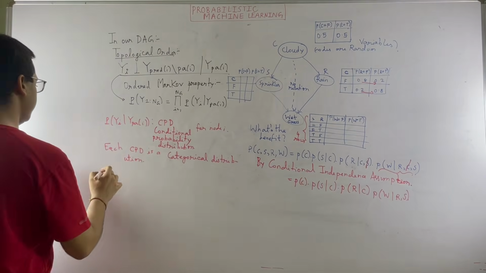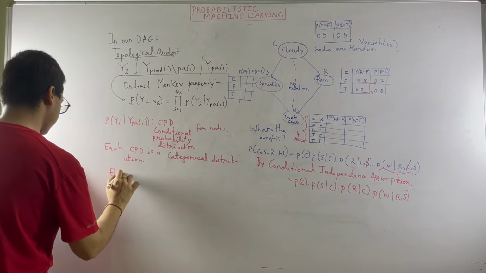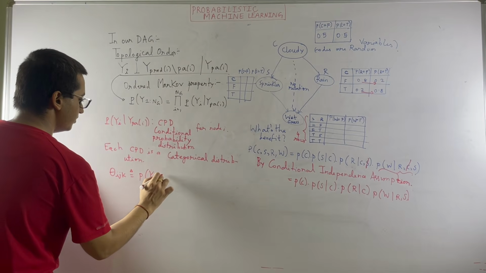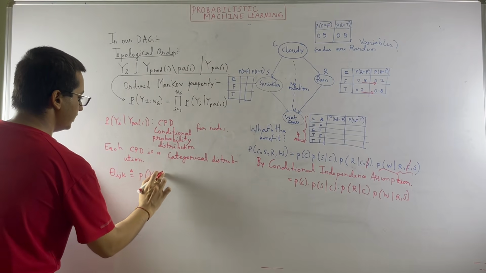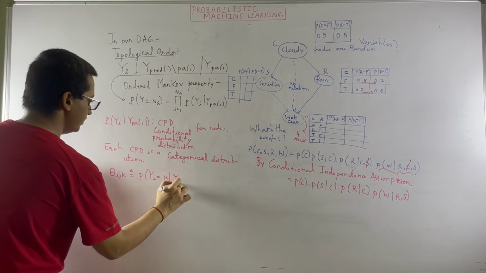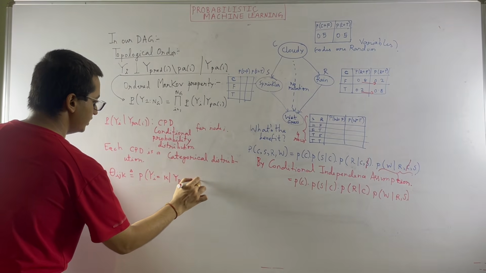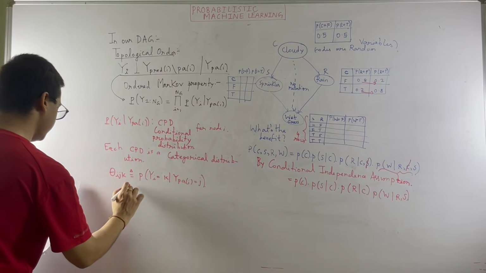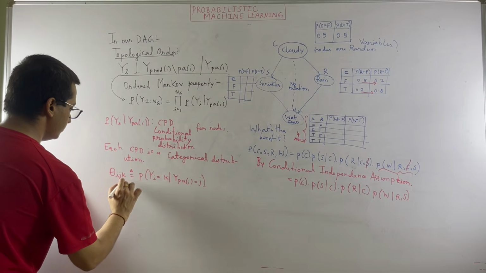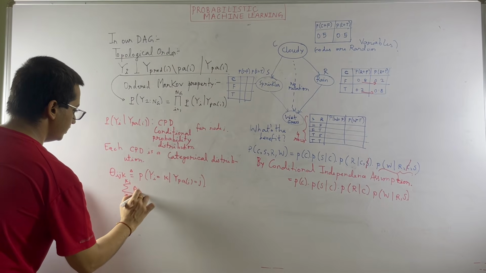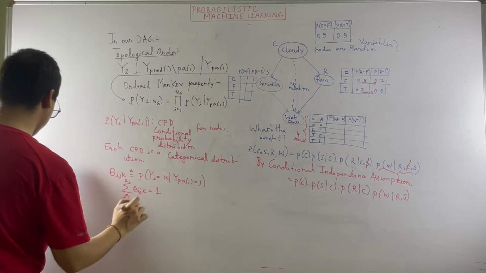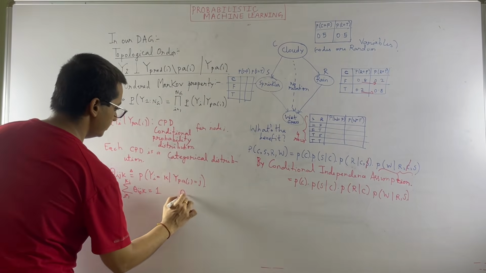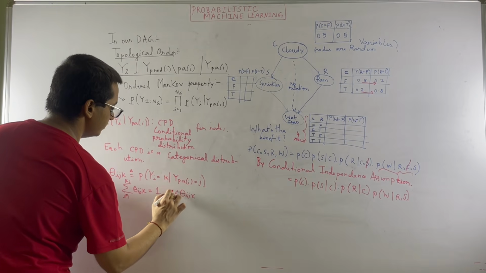Now, when I'm defining the parameters, I define it like this. Theta ijk is the probability that y_i is equal to k given y parent of i equal to j. And I will explain what it actually means. The sum over k of theta ijk equals 1, and theta ijk is between 0 and 1.